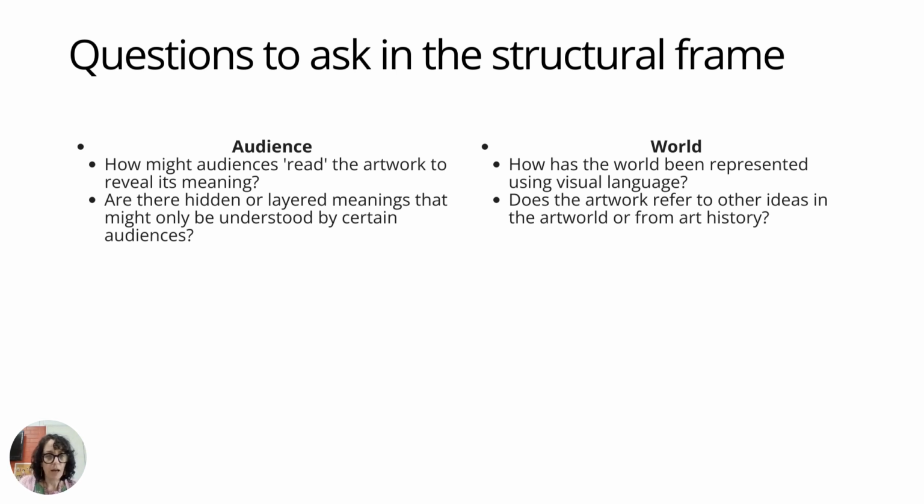Questions to ask in the structural frame using the world. How has the world been represented using visual language? So what kind of world is represented in the artwork and how is it represented? And does the artwork refer to other ideas in the art world or from art history? So what can we learn about the time and the place that's depicted in this artwork? Or what do we know about the time and place that this artwork was created?